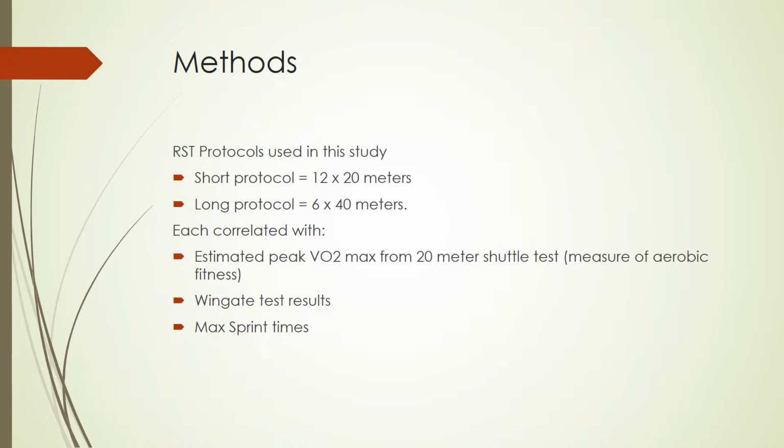Briefly about the methods, the repeat sprint protocols used in this study were a short and a long one. The short was 12 by 20, the long was 6 by 40, and the performance decrement scores of each of those protocols were correlated with one of the following 3: estimated peak VO2, the Wingate test results of the population, and the population's max sprint times.